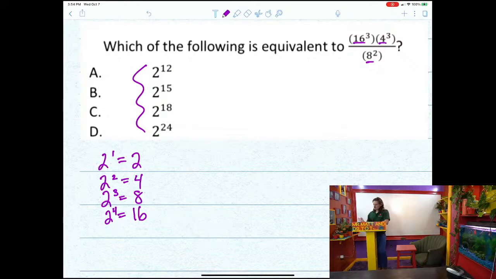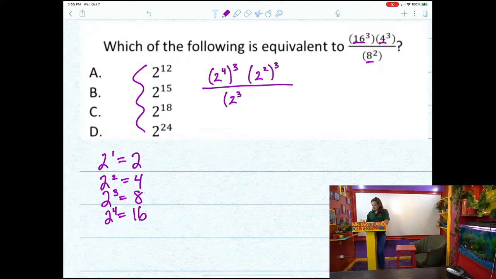Okay, so instead of 16, I'm going to write 2 to the fourth. So I'm going to have 2 to the fourth quantity raised to the third power, because I still have that exponent of 3 tagging along. And then instead of 4, I'm going to write 2 squared quantity raised to the third power again, because I still have that power of 3, over, instead of 8, I'm going to write 2 to the third, and then I have a square on the outside.